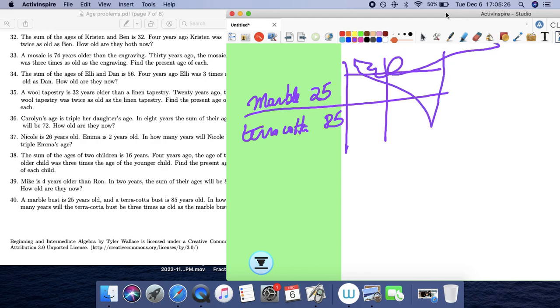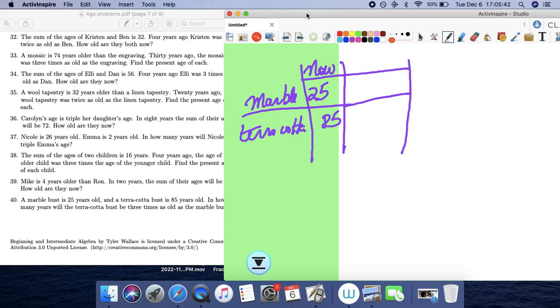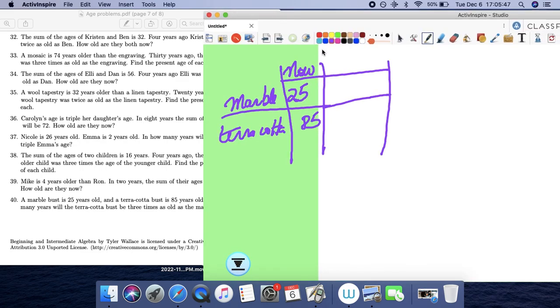Right, so now and then, that's their ages right now. In how many years will the terracotta bust be 3 times as old as the marble bust? So again, sometime in the future, there's going to be a relationship a few years from now. If you look at their ages, the terracotta is going to be 3 times the marble. So let's figure out when that's going to happen.